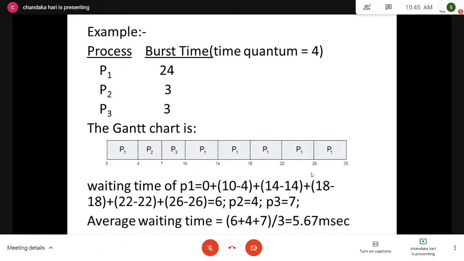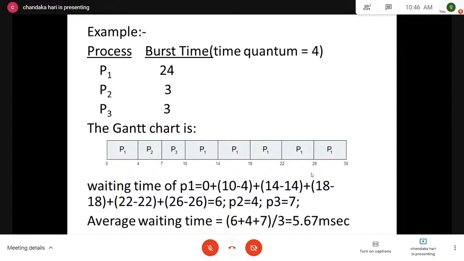This is for the time quantum period. This job may be completed or may not be completed. But the time quantum is 4, and P2 requires only 3 milliseconds, so P2 is completed. Again, the next time quantum is allotted for process P3, which is also completed at 10. So 4 plus 3 is 7, 7 plus 3 is 10, then there is no other process there.